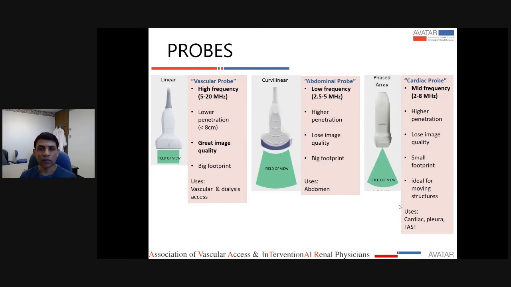The one in the middle is the curvilinear probe, also known as the abdominal probe. This probe has a frequency between 2.5 to 5 megahertz. Just like the phased array probe, it has beautiful penetration, and therefore it is used to evaluate the abdomen. Unfortunately, because the wavelengths are long, the image resolution is poor.